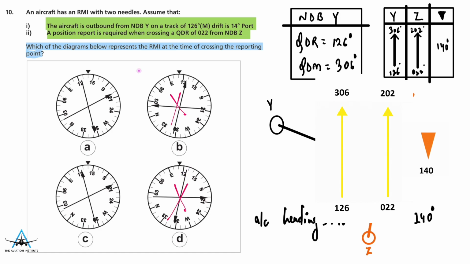In option Alpha, one needle is pointing close to 200 degrees, which is correct, and the other needle is pointing somewhere between 300 and 310 degrees, which is also correct. So option Alpha can be our answer, but let's see whether option Charlie is our answer or not. In this one, one needle is pointing somewhere between 200 and 210 degrees, which is correct, but the other needle is pointing somewhere between 120 and 130 degrees, which is not our case. So option Charlie is also not our answer.